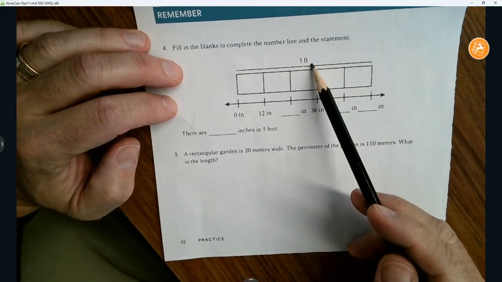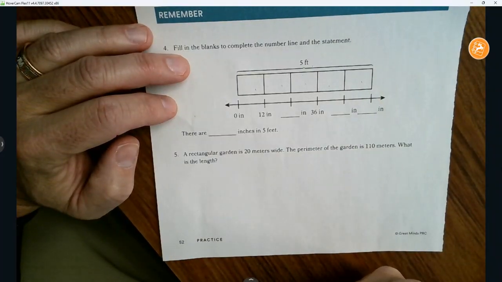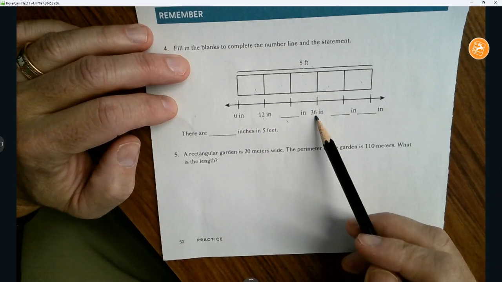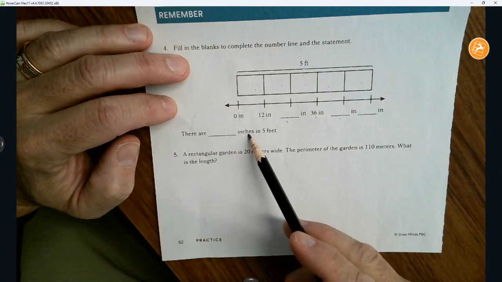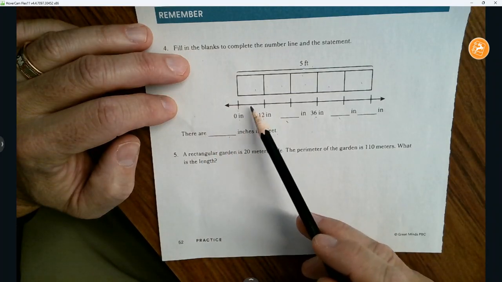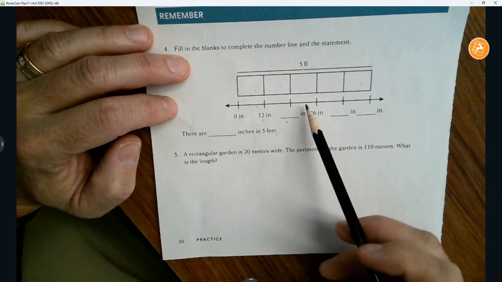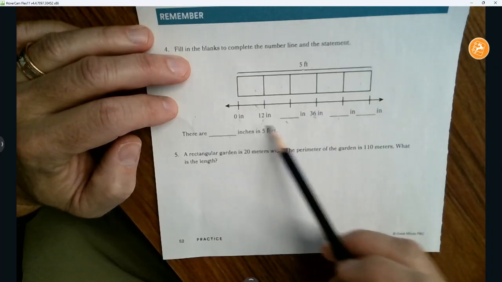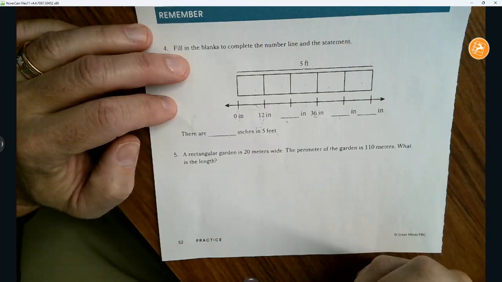So we have 5 feet broken into 1, 2, 3, 4, 5 parts. 5 feet, 5 parts. Well, we have 0 inches, 12 inches, blank inches, 36 inches, blank, and blank. So 5 feet, there are blank inches in 5 feet. Well, we got one section here is 12. We don't have a number here. We got 1, 2, 3 sections here is 36. 12 and 36. So 0 to 1 is 12 inches.